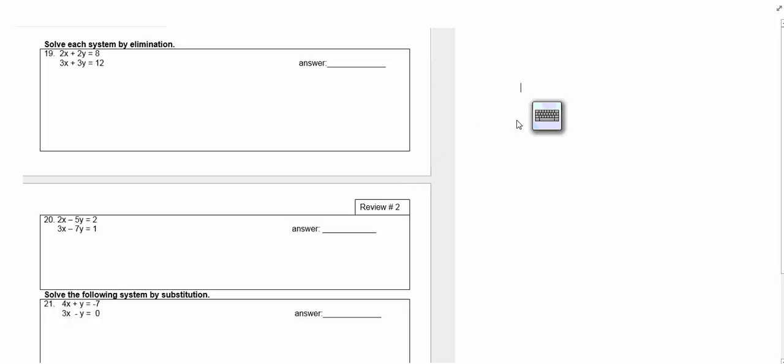Okay, here we are, Chapter 2. We'll just do the second part of the review, go over a few problems here from the review sheet. The first one, they want us to use elimination, and remember the goal of elimination is to find equal but opposite signs.